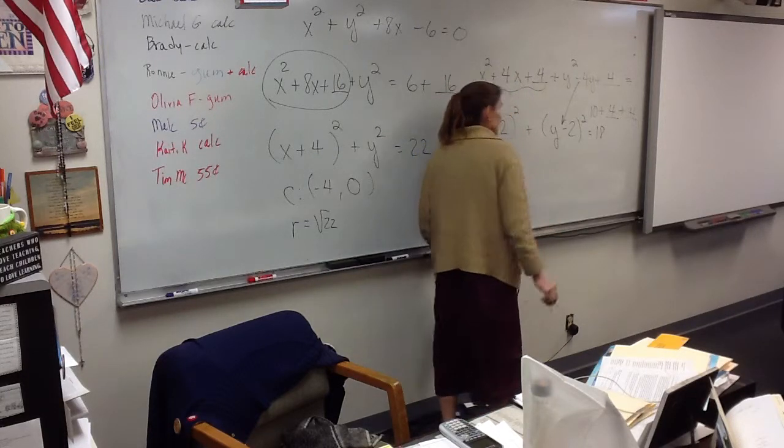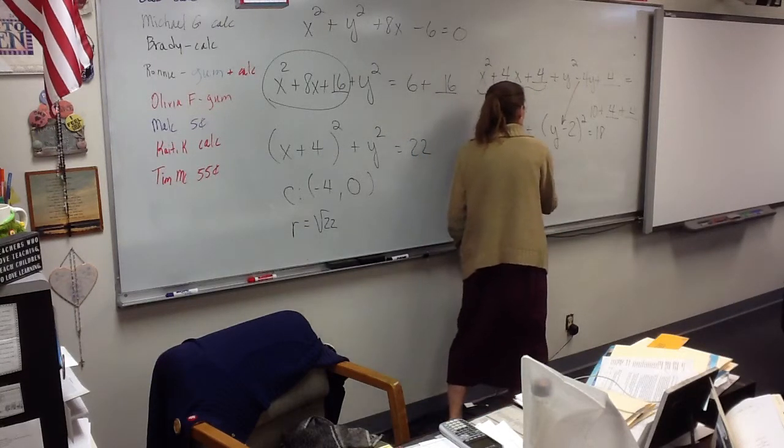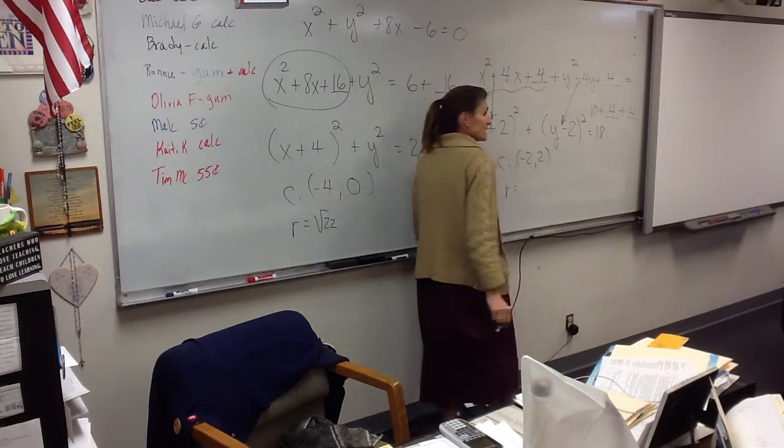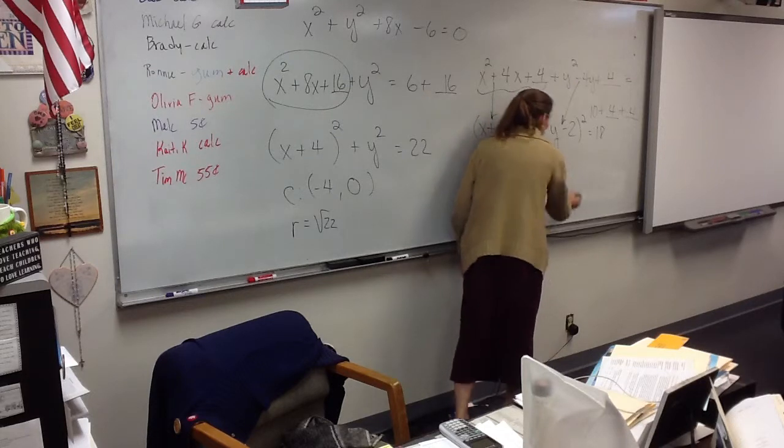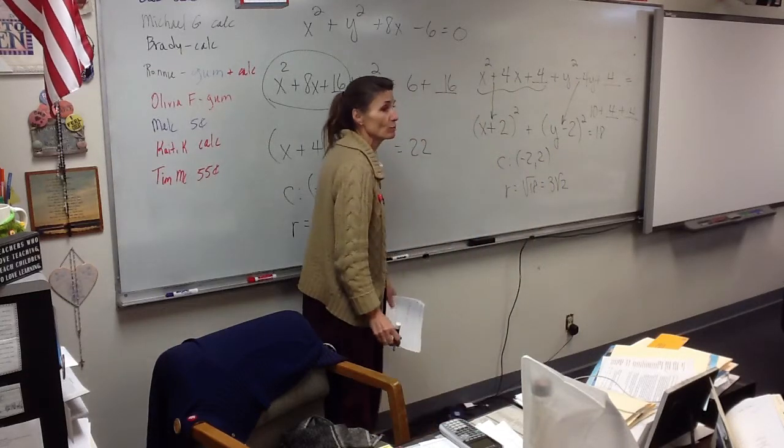So what did you get as your center? Negative 2, 2. What did you get as your radius? The square root of 18, which you wrote down for full credit as 3 root 2.